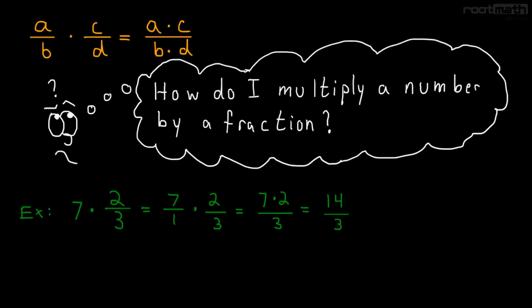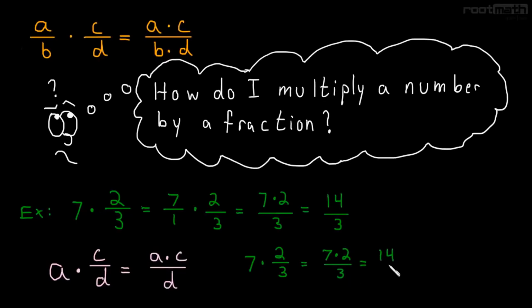Now this comes up so often we can single it out as its own special case. So we can write our own rule for a number times a fraction. A times c over d is equal to a times c over d. And now if we just use this rule that we derived, 7 times 2 thirds is just equal to 7 times 2 over 3, which of course is 14 thirds. So all we did was skip the step where we wrote 7 as 7 over 1. We don't need to write that every time, as long as we understand how all this works.